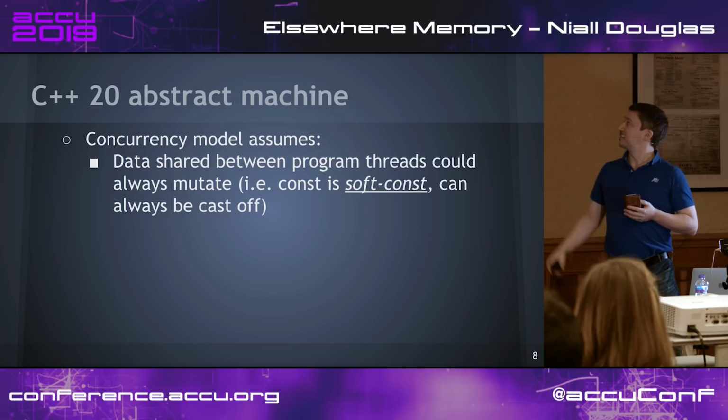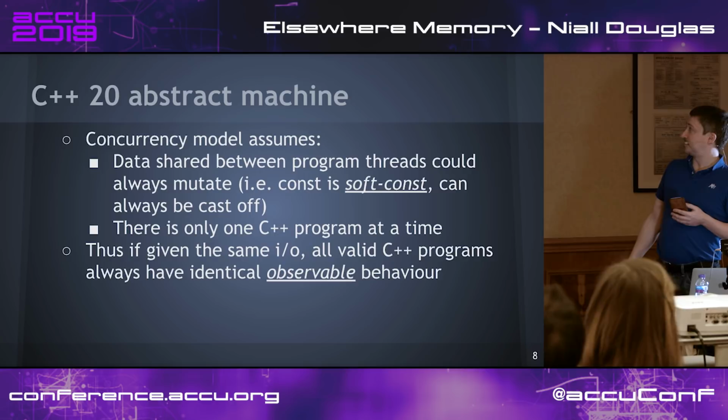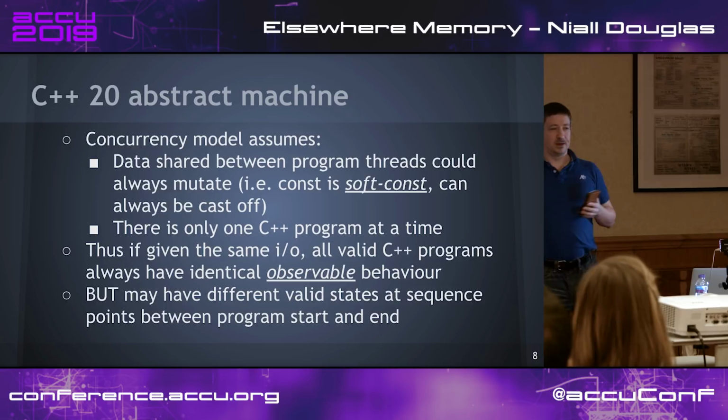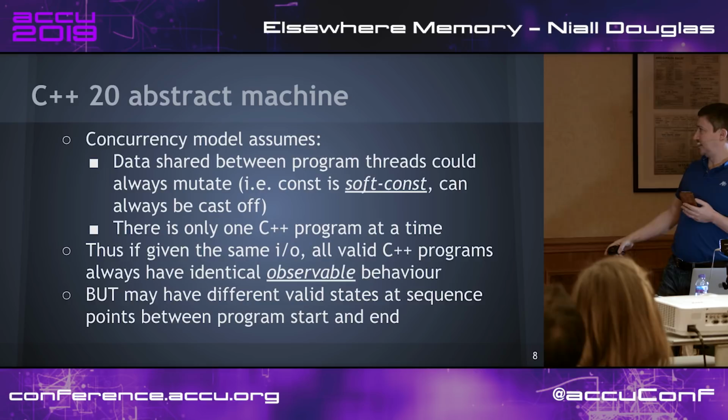I've kind of already mentioned how there's only one C++ program at a time. But if you give the same I/O, all valid C++ programs, according to the standard, should have identical observable behavior. So it's not about the path that you travel, but rather about the destination that you reach, I think is a reasonable summary of that.